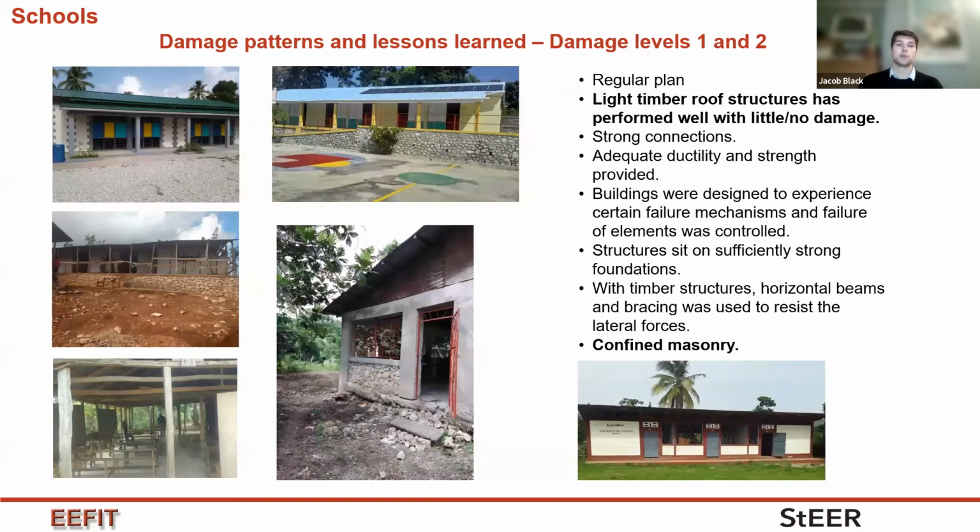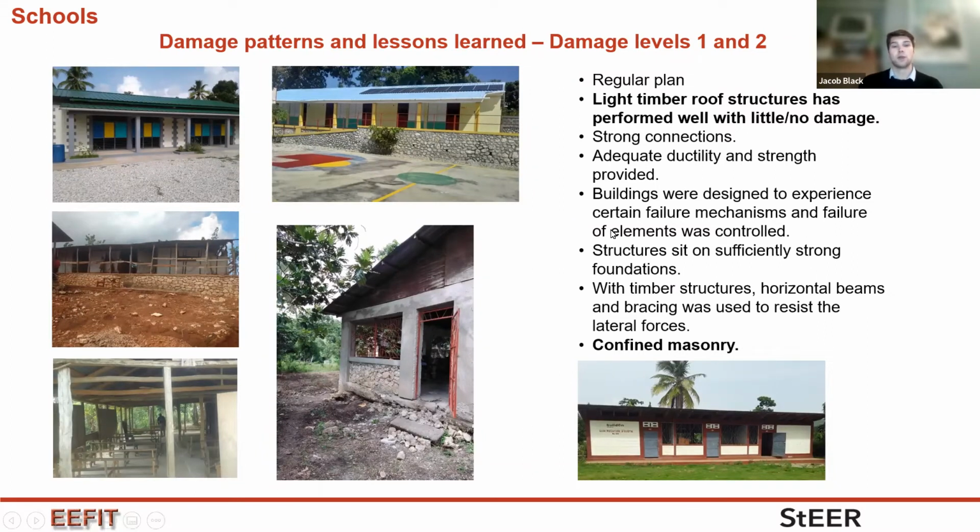be simple structures with regular plan and adequate strength and ductility. As alluded to earlier, light timber roof structures performed extremely well, experiencing little or no damage. Where there's sufficient connections, these schools also performed effectively. Schools which had strong foundations also performed well, regardless of typology, and the schools where the floor level was stepped up above the ground performed the best, as seen in the top right image. Well-designed confined masonry structures perform best closest to the fault, as you can see in the bottom right image.